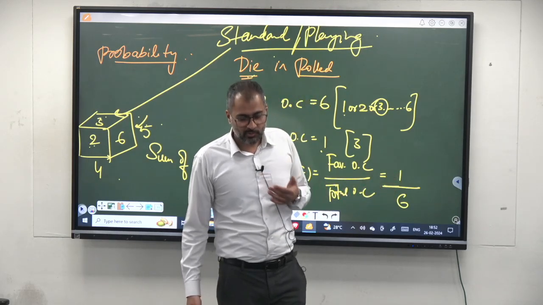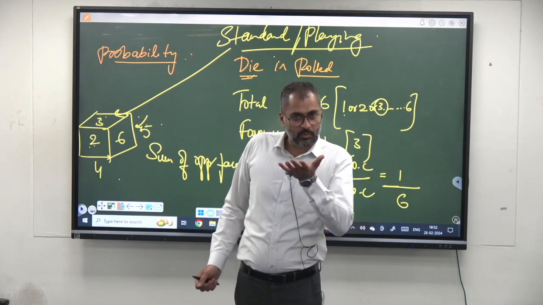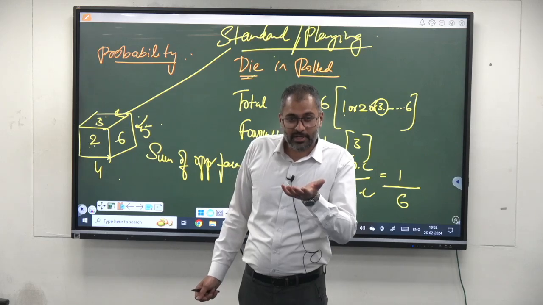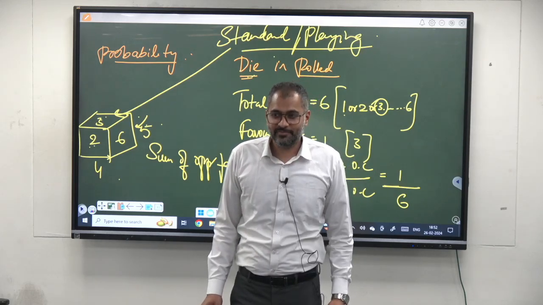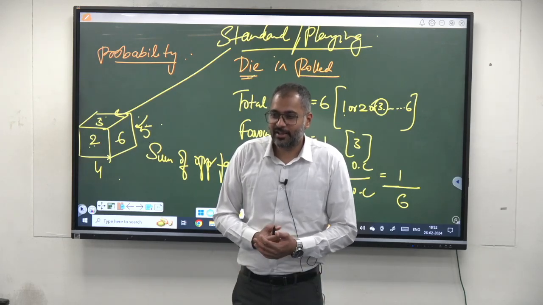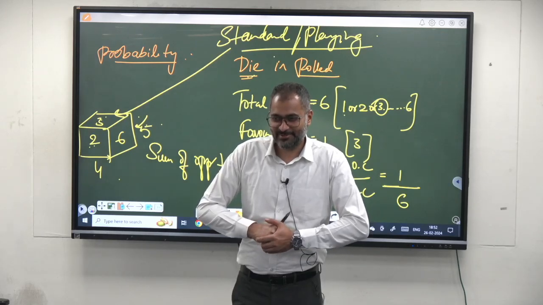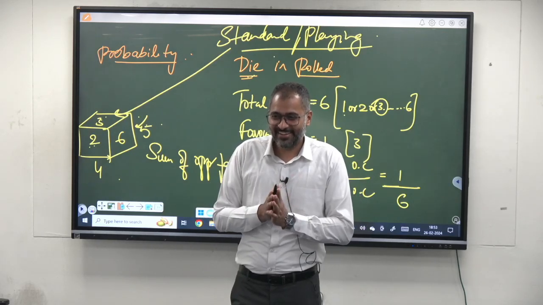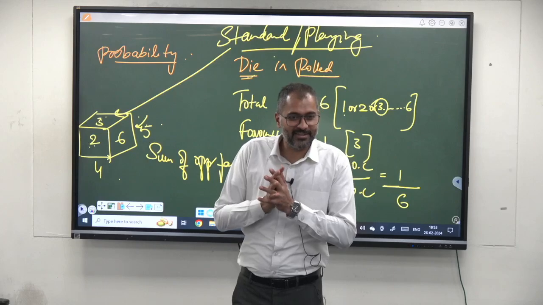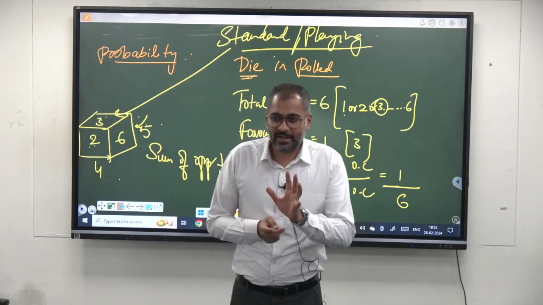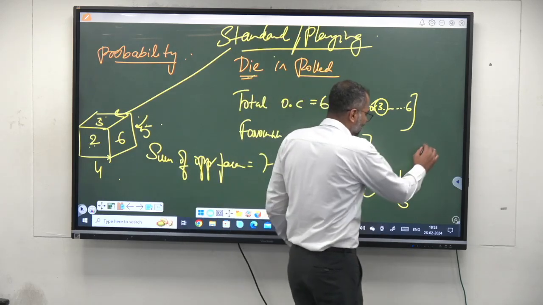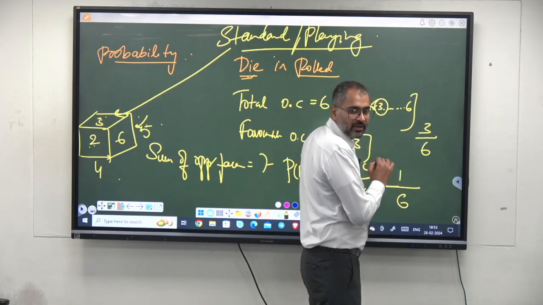Now my question is, when a standard playing die is rolled, what is the probability of getting a prime number? How many prime numbers are there? 1 is not a prime; that's a basic classification of numbers, and we'll do all those things. They are 2, 3 and 5. How many primes are there? 3. So if I roll 6 times, how many times can you get a prime? 3.